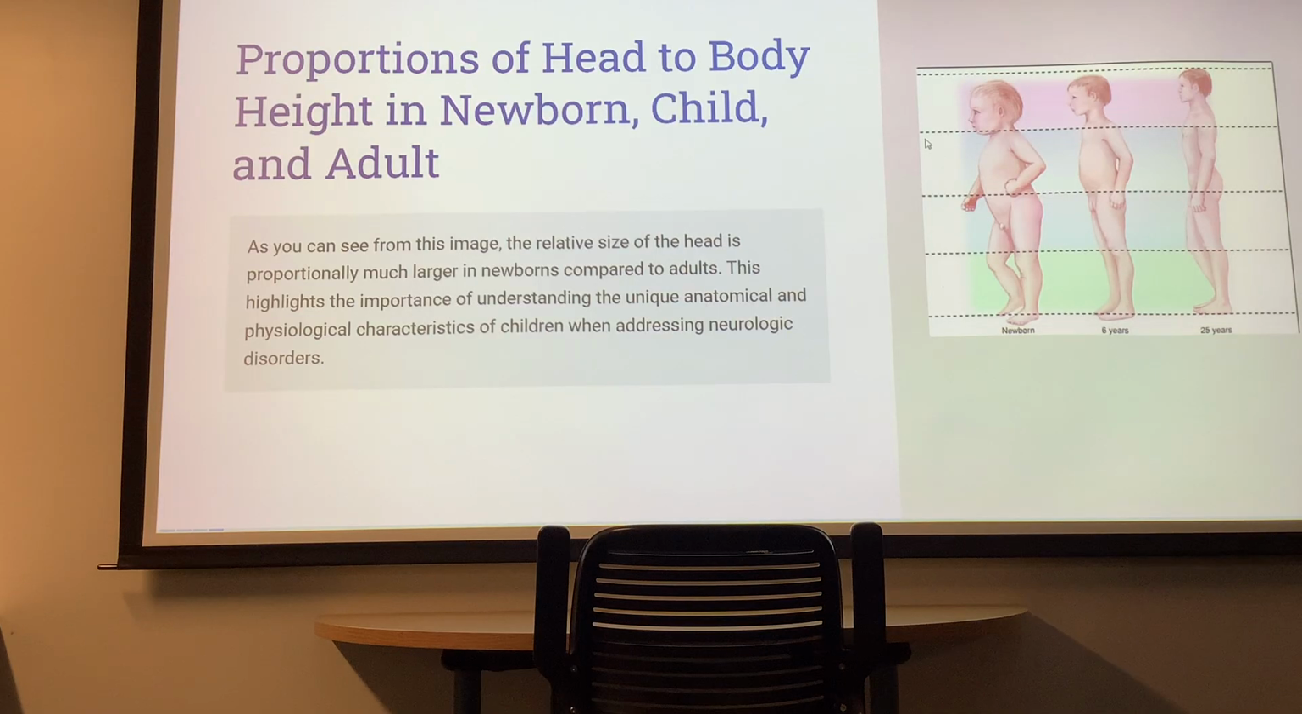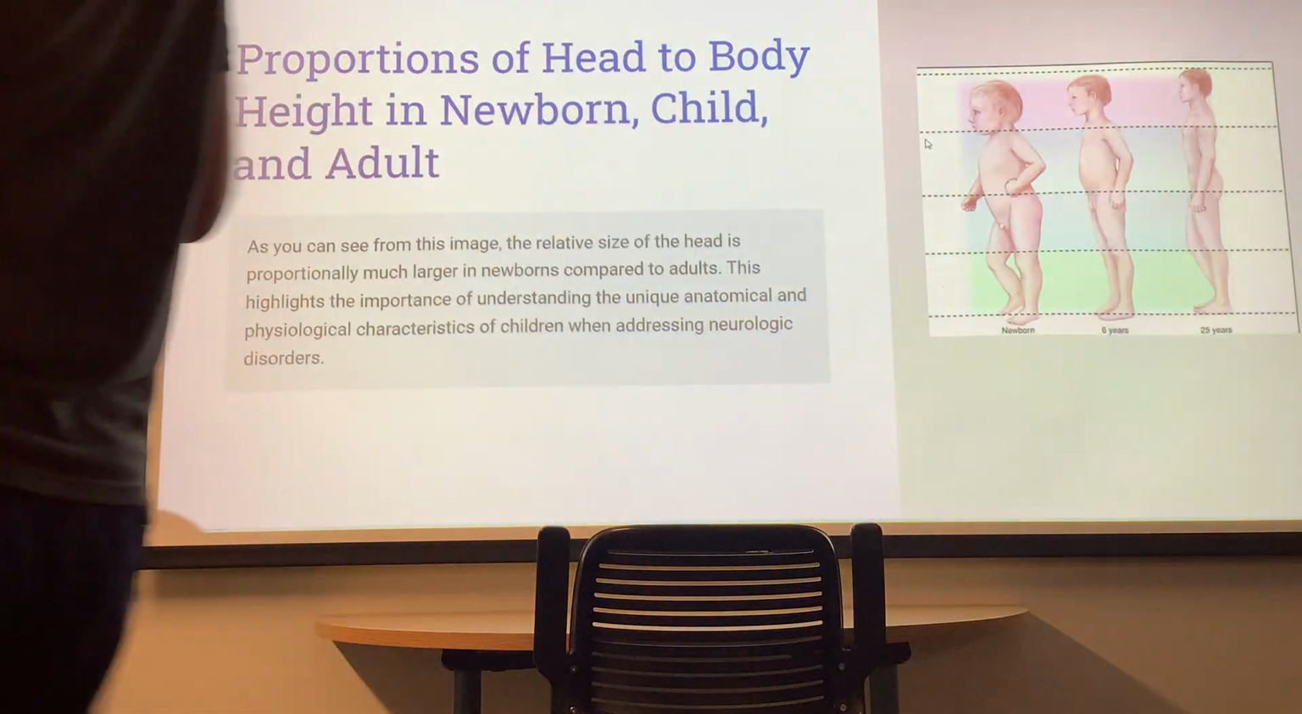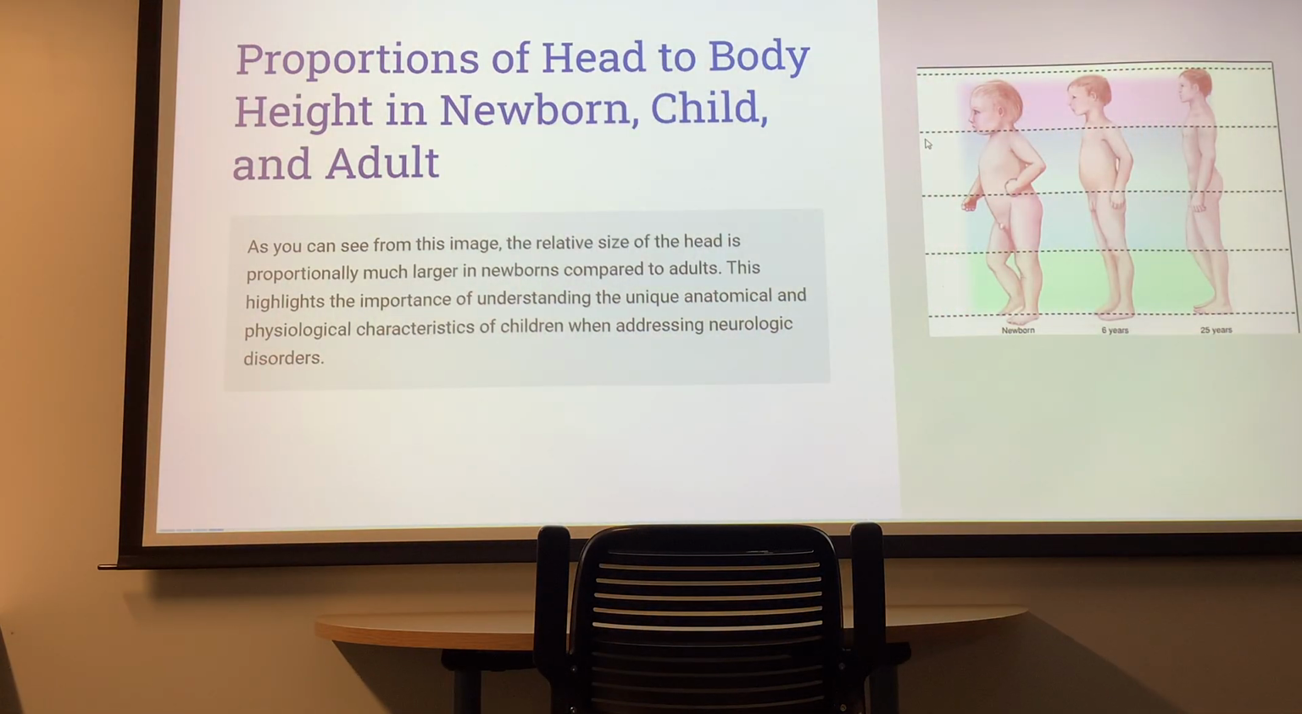Let's talk about proportions of the head. Is the size of a child's head much larger in proportion than it is to an adult? Yes. Which makes them very top heavy, right? So they have a tendency to fall over more, they're unbalanced, they can fall, they can hit their head, okay?